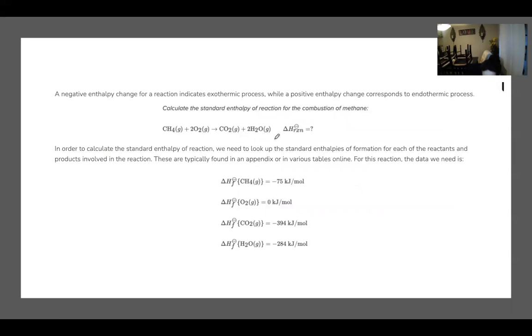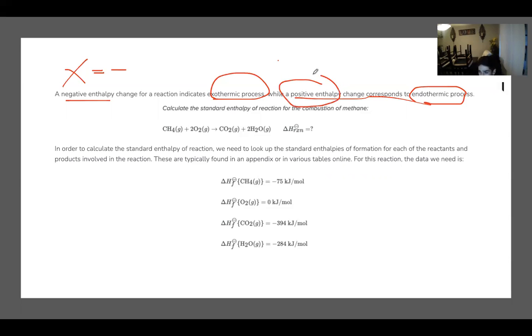Okay, so a negative enthalpy change for a reaction indicates an exothermic reaction, right? We said that already. And a positive is your endothermic reaction. So positive is endo, negative is exo. If you wanted to remember this, know that your ex creates a negative impact in your life. And when you work on yourself, within yourself, your endo, you create a positive impact in your life.